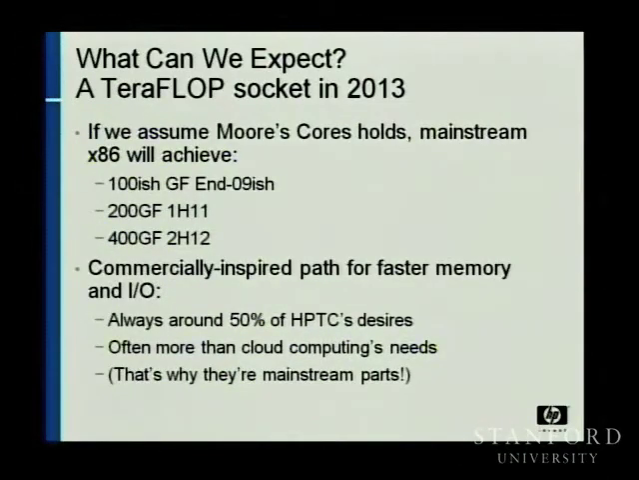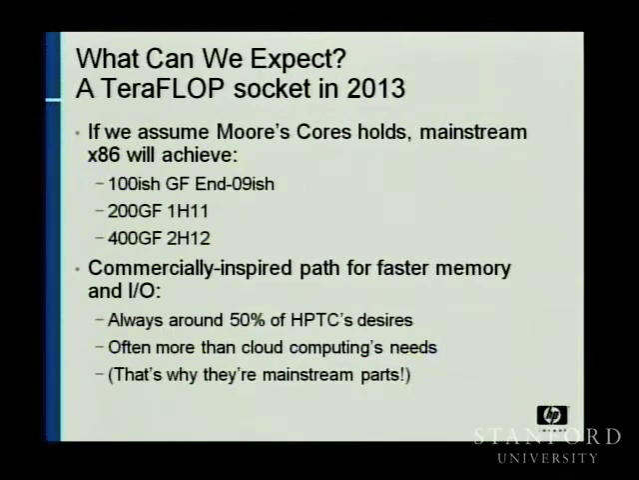Okay, so let's do a little extrapolation. Let's assume we're going to get a teraflop in a socket in 2013. Maybe that's accurate. We just assume Moore's cores hold. Here's how the math of the mainstream works. You're going to get 100-ish gigaflops at the end of 09-ish, right? I get really fuzzy on dates, where you might remember this, in '09. And when we're talking about 2011 and 12, I know you won't remember it. Or I'll be raising oranges someplace. So anyway, 200 gigaflops, first half of 11, 400 gigaflops, end of 2012. And so that's where the mainstream will be.